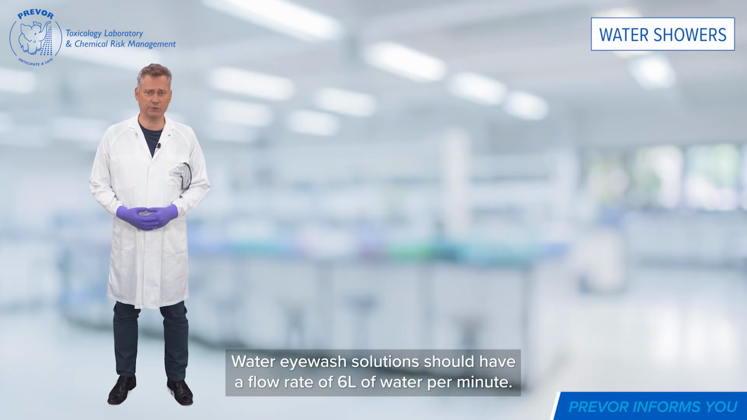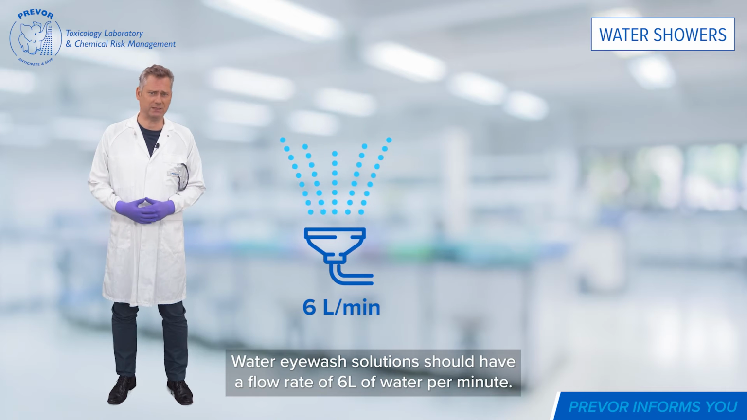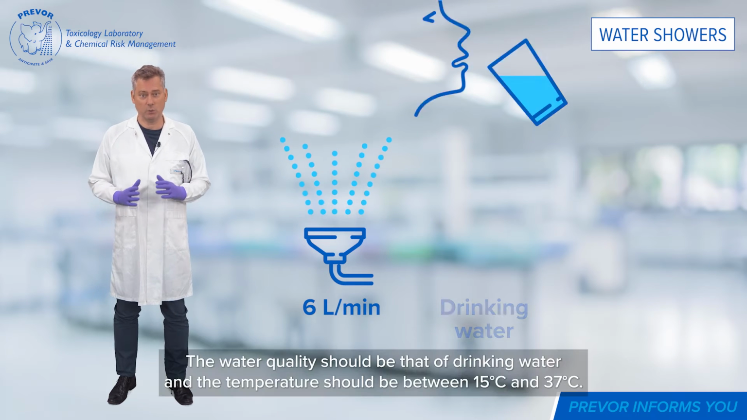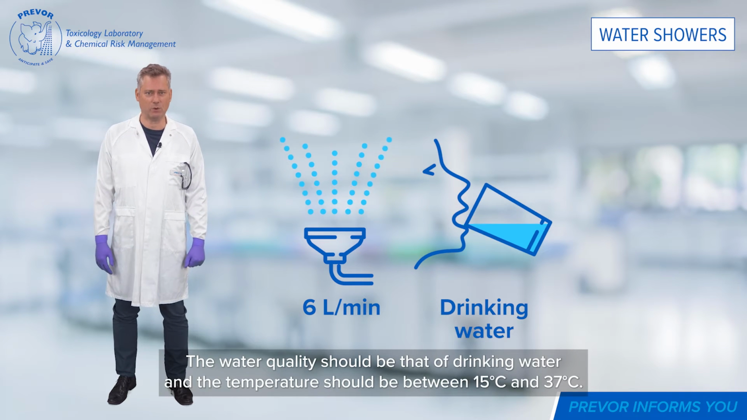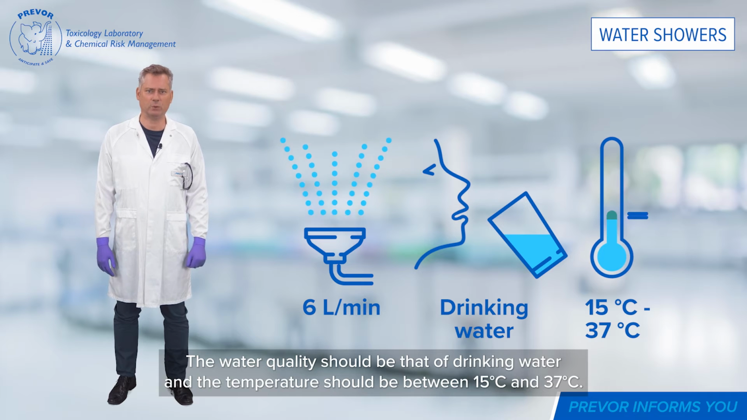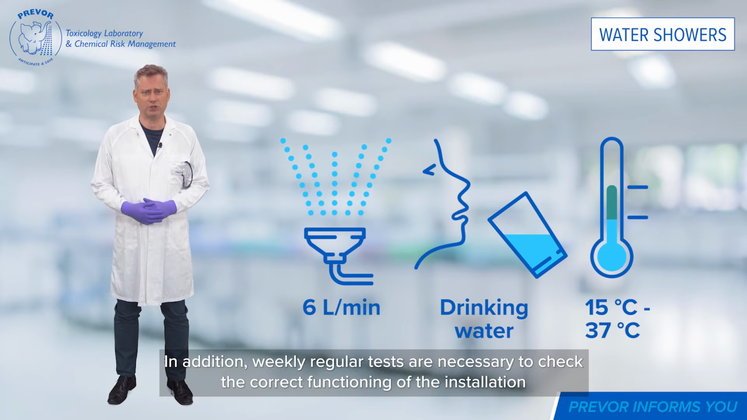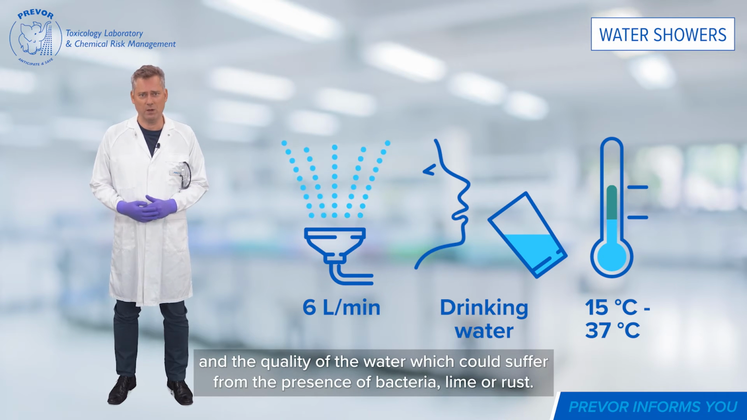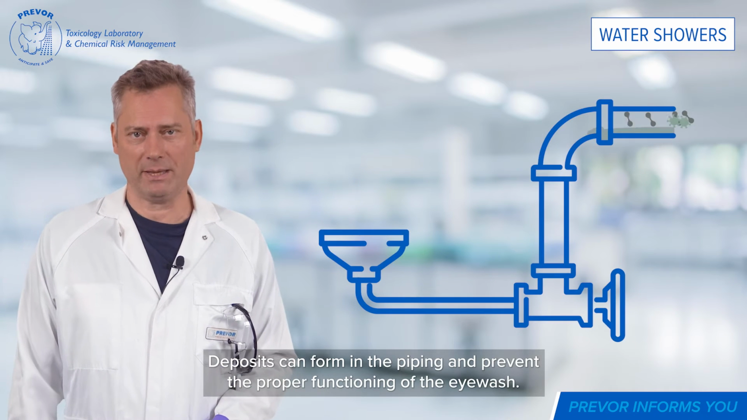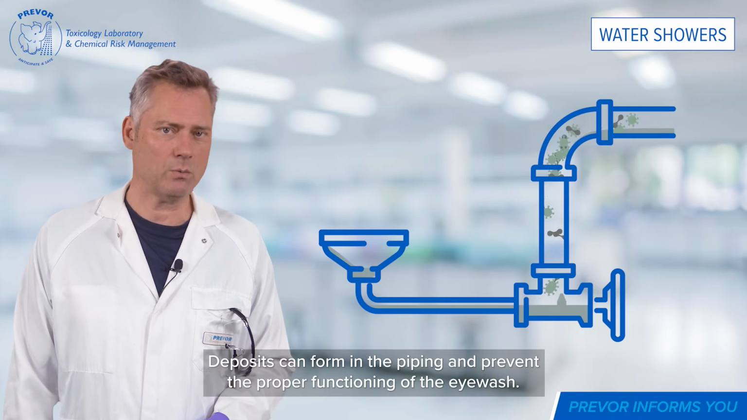Water eye wash solutions should have a flow rate of 6 litres of water per minute. The water quality should be that of drinking water, and the temperature should be between 15 degrees and 37 degrees. In addition, weekly regular tests are necessary to check the correct functioning of the installation and the quality of the water, which could suffer from the presence of bacteria, lime or rust. Deposits can form in the piping and prevent the proper functioning of the eye wash.